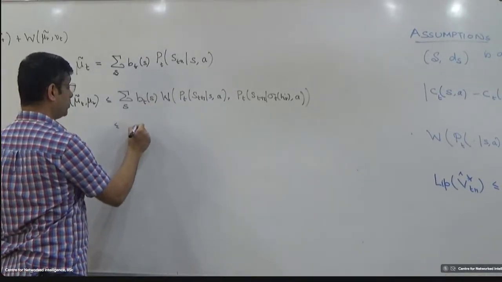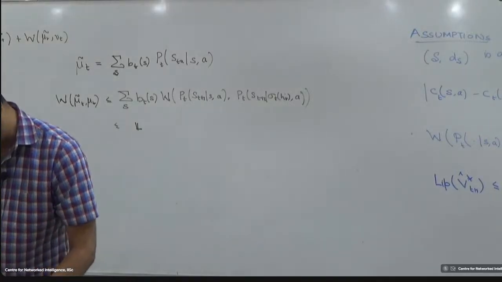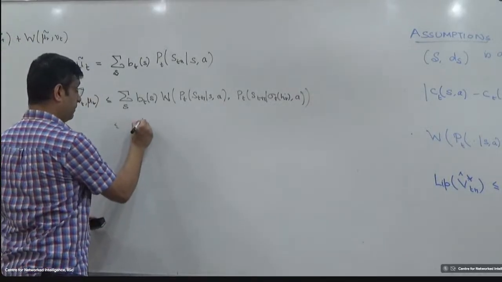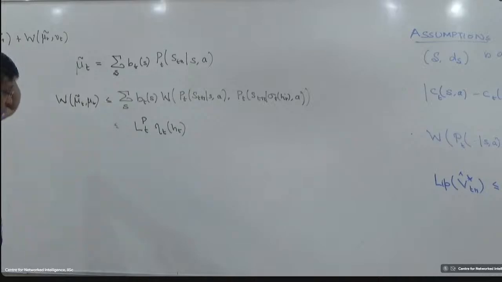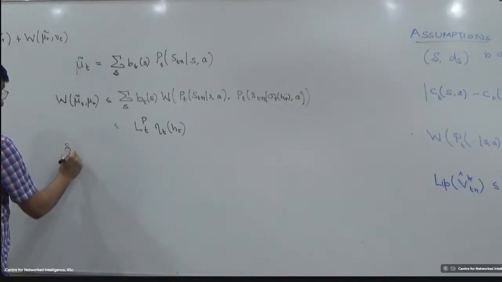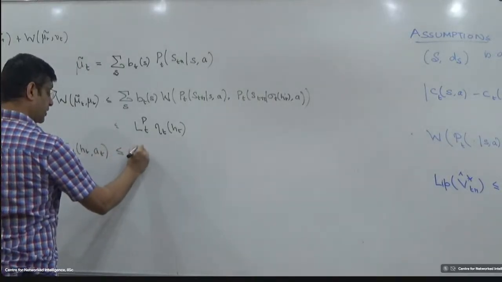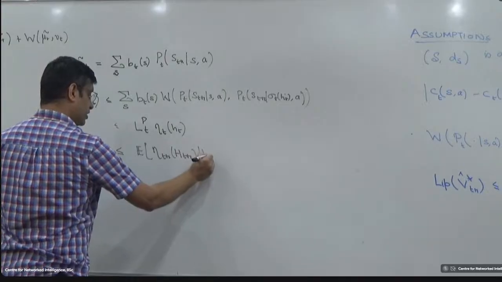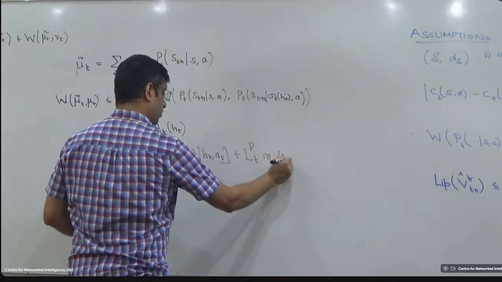So this will actually just be equal to L_{P_t} times eta_t, because the expectation is captured in this belief. So what I get now is that delta_t of h_t and a_t is less than or equal to the expectation of eta_{t+1} of h_{t+1} given h_t and a_t, plus L_{P_t} times eta_t of h_t.